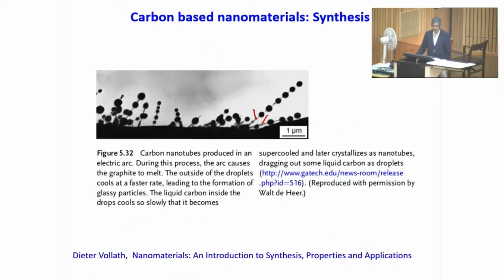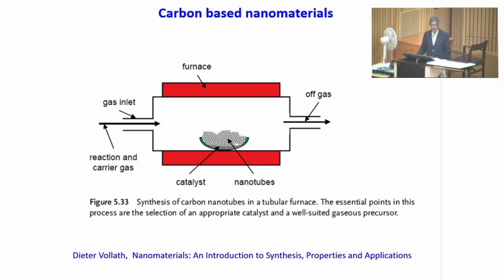This can be produced mostly by the arc discharge method. In arc discharge of graphite, graphite tends to melt, and during melting most of the graphite will solidify as glassy particles, but some of them will undercool heavily and then produce this kind of nanostructured materials, like nanorods or nanotubes. Or you can even use a catalyst in a technique which is very popular.